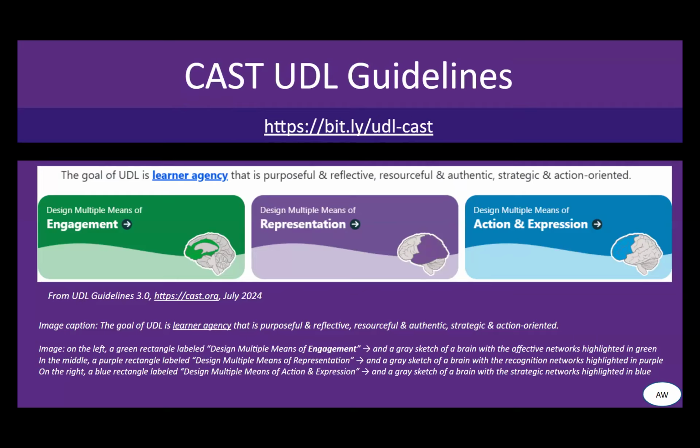This image then includes three rectangles representing the green column, designing multiple means of engagement, the purple column, designing multiple means of representation, and the blue column, designing multiple means of action and expression. Designing for learning is action-oriented and purposeful. Each image also includes a gray sketch of a brain with various parts highlighted: the affective networks for engagement, the recognition networks for representation, and the strategic networks for action and expression.